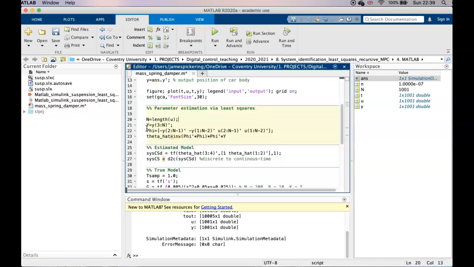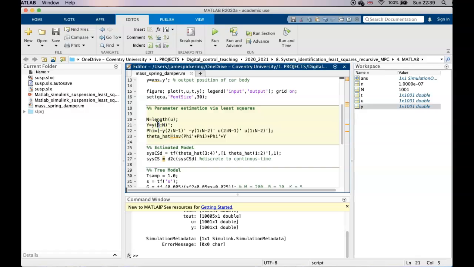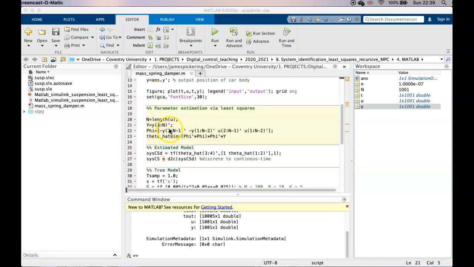Right, and then in terms of y, what we're going to do is capture the data from this y vector, and we're going to take it from 3 to n. Okay, and that 3 there is always the case, you'll always start from the third value. The reason behind that, if you think about it, is that it takes the first 2 known measurements, input and output, to form the first row of the observation matrix. So it's always 3 to n, and n in this case is 1001.